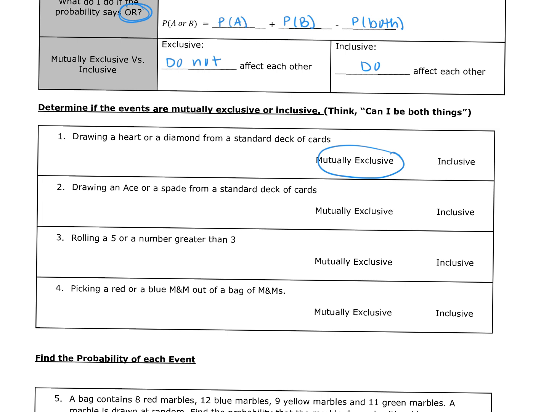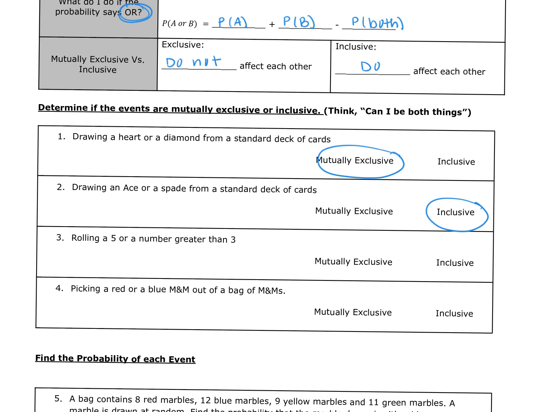Okay, so let's look at number 2. Drawing an ace or a spade from a standard deck of cards. So look at your deck of cards, find the aces. So you have 4 of those, and then your spades are kind of the upside down shovel looking ones. They're black, so look at the black upside down shovel looking one. Okay, so look at those. Are there any aces that also have a spade on them, or any spades that also have an ace on them? Yes, you have an ace of spades, so this would be inclusive.